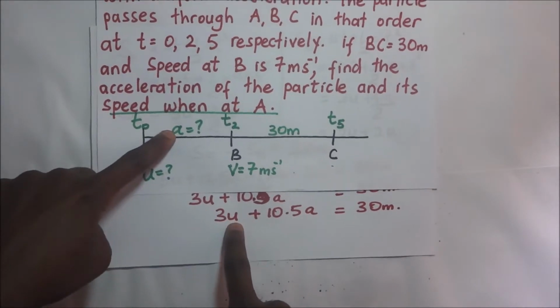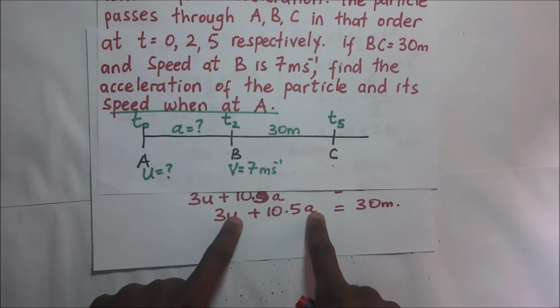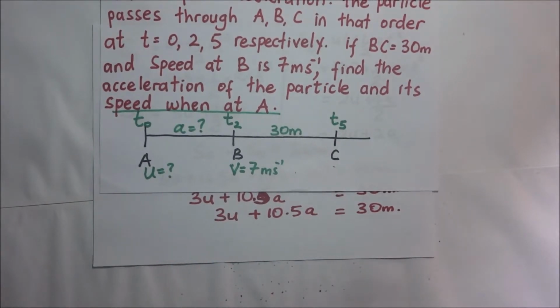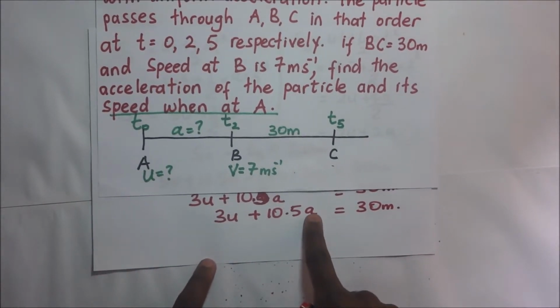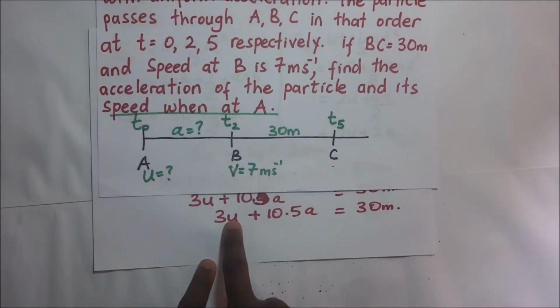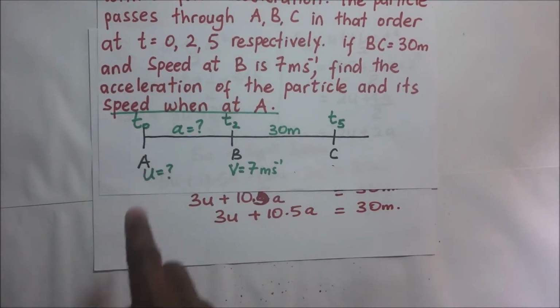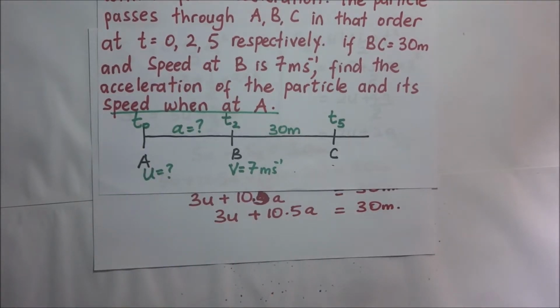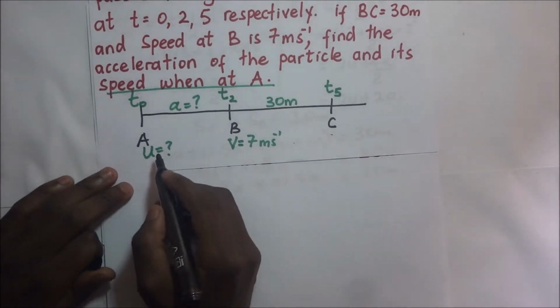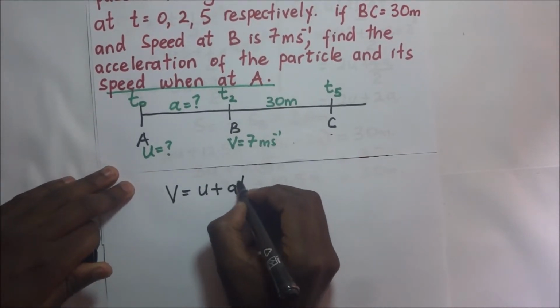This simply means that we'll be getting a second equation that has these two unknowns, and we shall be able to solve those two equations simultaneously so that we are able to get the value of a, which is the acceleration, and also the value of u, which is the initial velocity or the velocity at point A. So we'll go ahead and find that second equation. So getting ours, we know that v is going to be equal to u plus at.